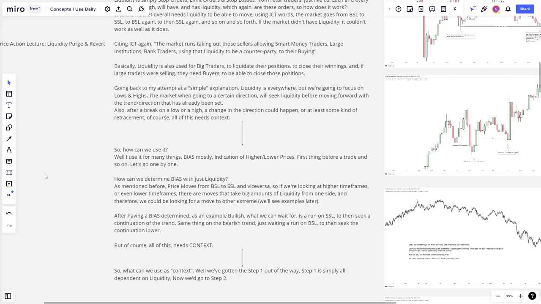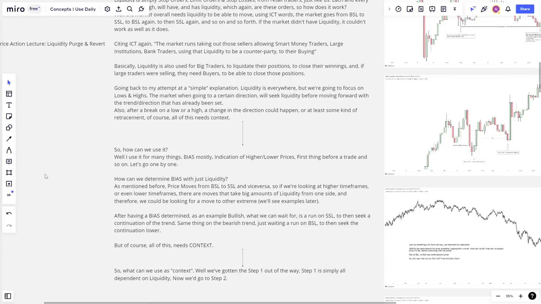As mentioned before by ICT, price moves from buy side to sell side liquidity all the time, and vice versa, of course. So if we're looking at higher time frames or even lower time frames, there are moves that take big amounts of liquidity from one side, and therefore we could be looking for a move to the other extreme, as we'll see examples later on the daily bias concept.